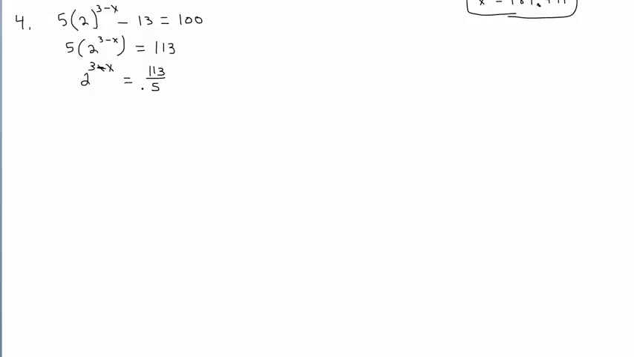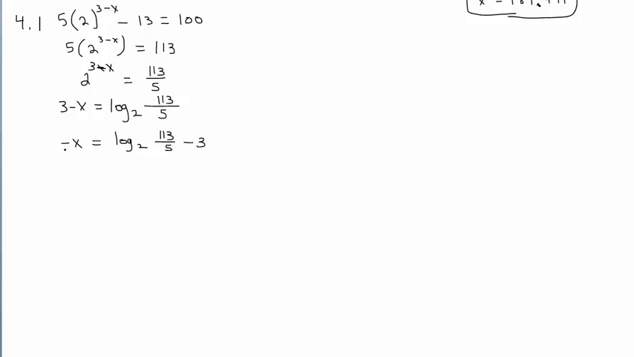I'm not going to find that value just yet. I'm going to change the form. So go to the exponent. 3 minus x equals log base 2 of the fraction 113 divided by 5. All right, at this point you can find this value if you want and then dump that value in here and then continue solving. Otherwise, I know that I'm going to subtract a 3 from both sides. So I'll put the minus 3 here. So subtracted 3 from both sides.